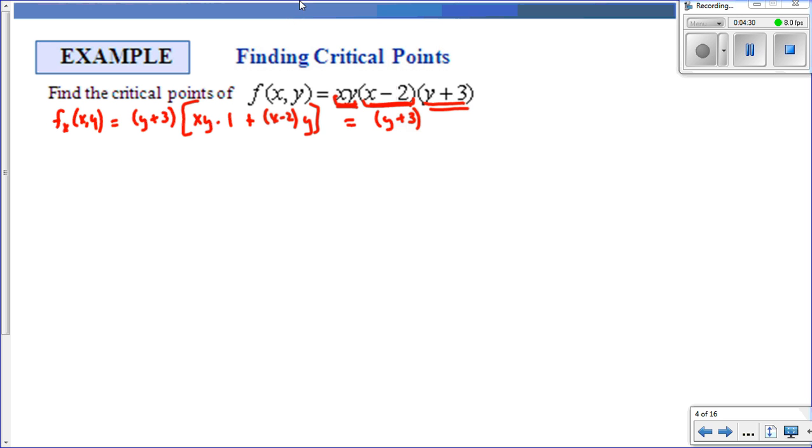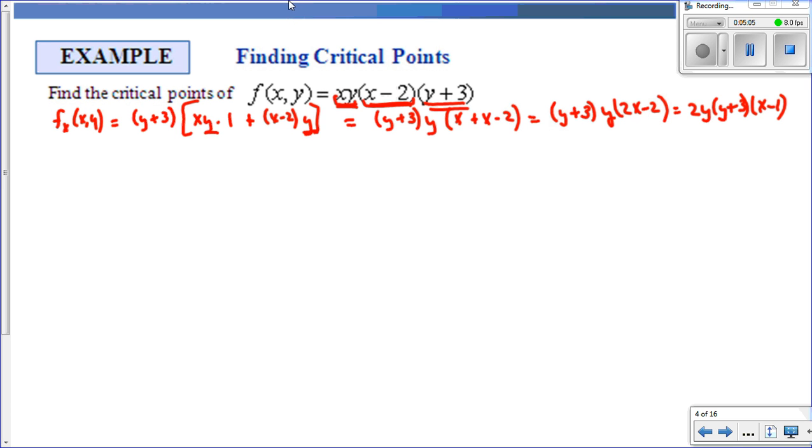Now I notice there's a y in common with both of these two terms, so I'm going to go ahead and pull that y out, and I'll have just an x plus x minus 2. So that'll give me y plus 3 times y times 2x minus 2. Or I'll take the 2 out. I'm just moving the y to the front, and then I'll have x minus 1. So that's the partial with respect to x.